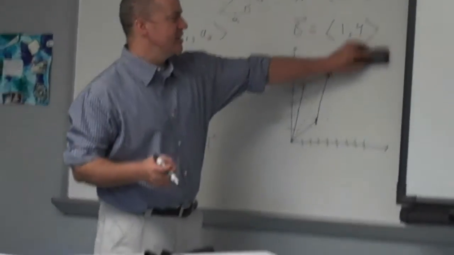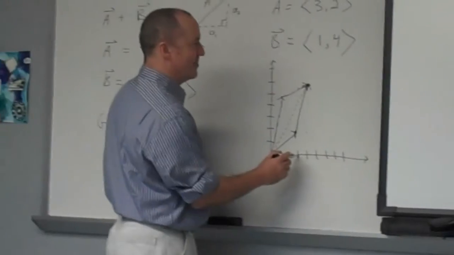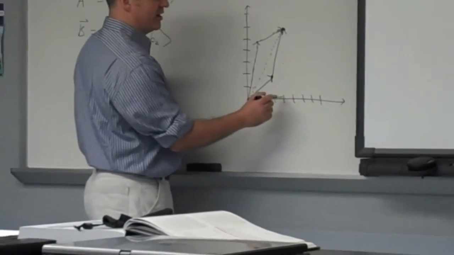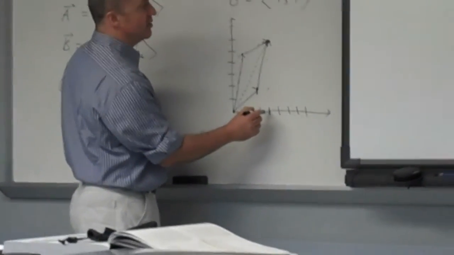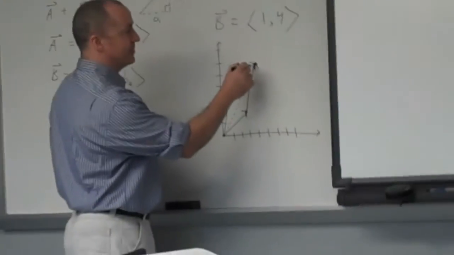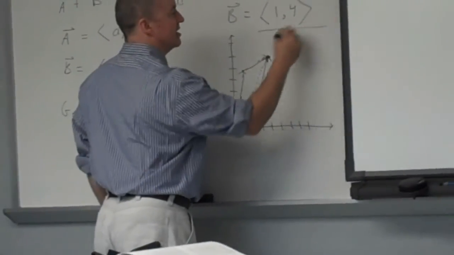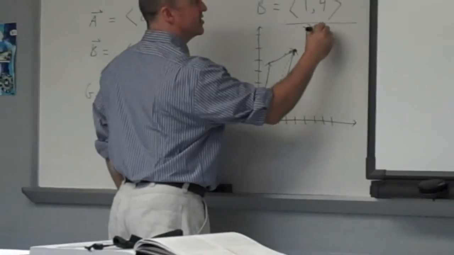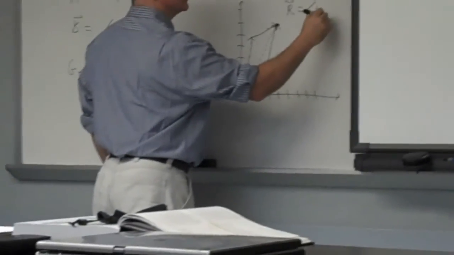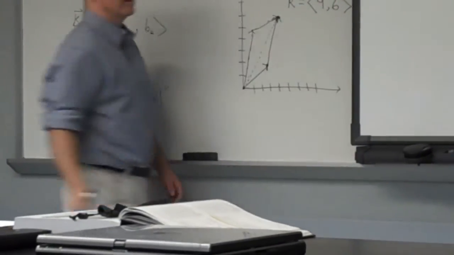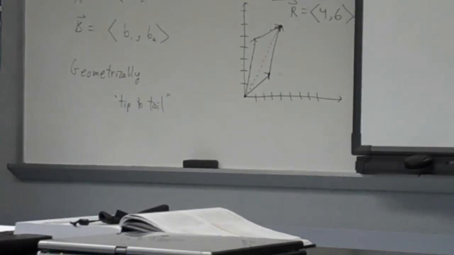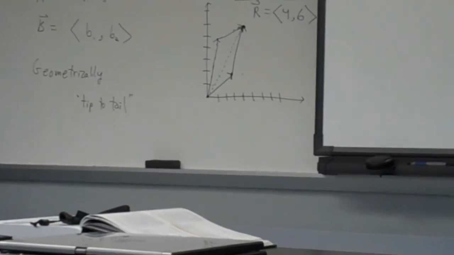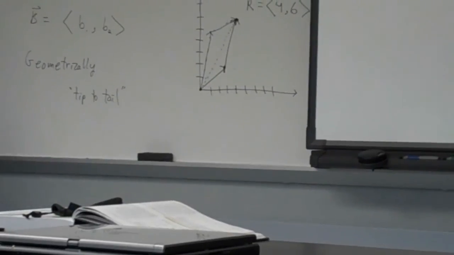And Ramsey knows we will wind up having moved a total of 4 to the right and 6 up. He's correct. The resultant vector is going to be 4, 6. You just need to add them. You just add the components.